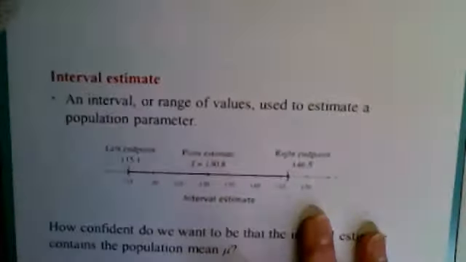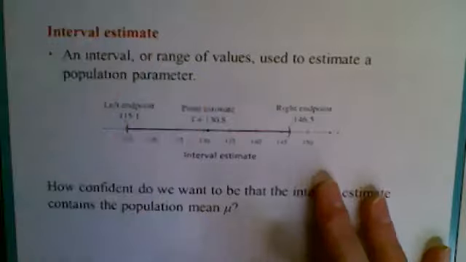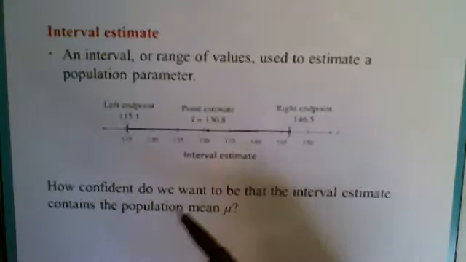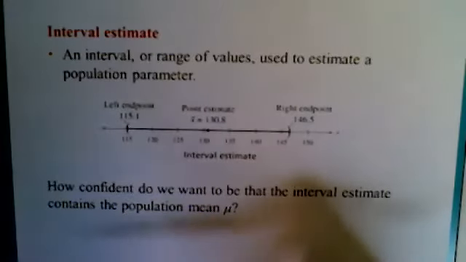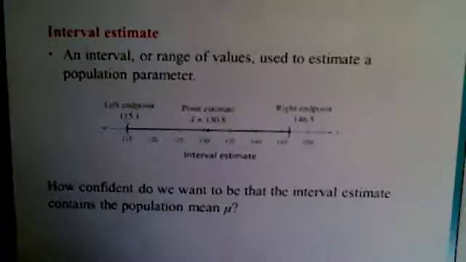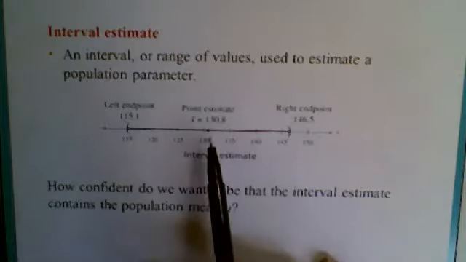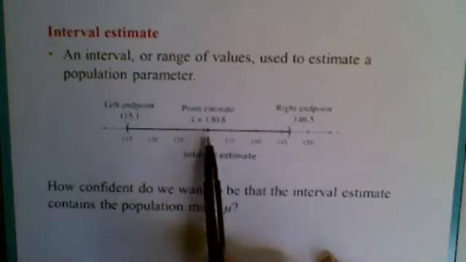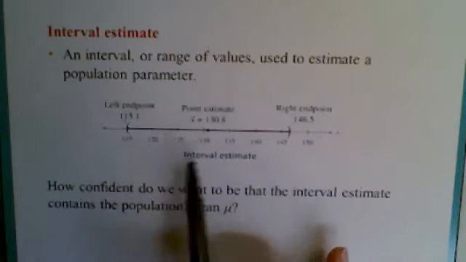So the next thing that we're going to do is find an interval estimate. What this is useful for is it's going to give you a range of values. And what we're going to learn how to do is make a confidence interval. The confidence interval is going to pretty much be a standard of how confident we are that the population mean is going to be in between those two numbers.